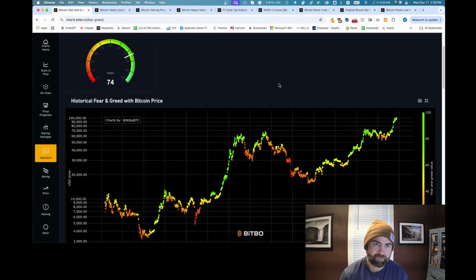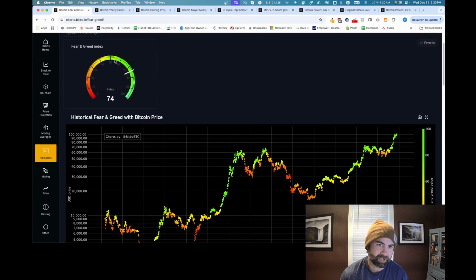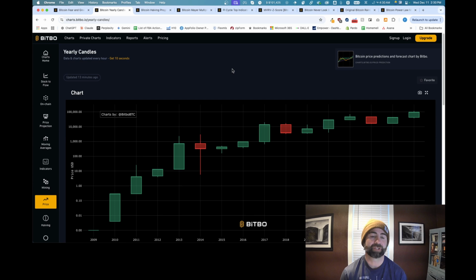So this will kind of give you an idea. And there's apps out there that you can just take a look at, and you can get notifications at any point in time. But this will kind of give you a feel for how greedy the market is and whether you should buy heavy or maybe just do your regular dollar cost averaging.